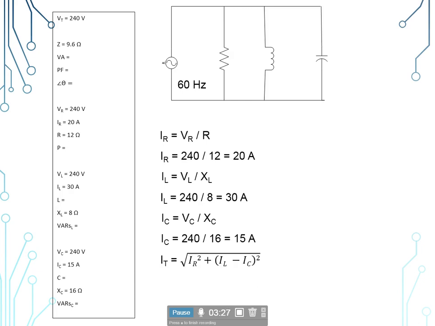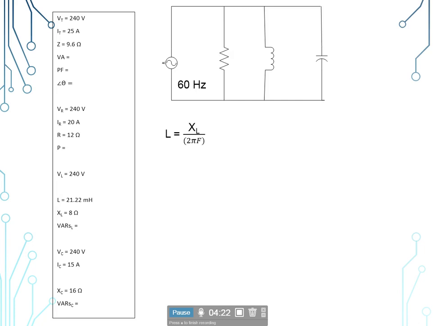Now we can find our total current, and we have to once again put a little twist on our Pythagorean theorem, because our inductive and capacitive currents will cancel each other out, or are part of each other. It'll either be more inductive or more capacitive. So we'll do I sub T is equal to the square root of I sub R squared plus open our parenthesis I sub L minus I sub C, close our parenthesis, square. And so we have our I sub R is 20 amps, our I sub L is 30 amps, and I sub C is 15 amps. And so when we plug that in, it gives us a total circuit current of 25 amps.